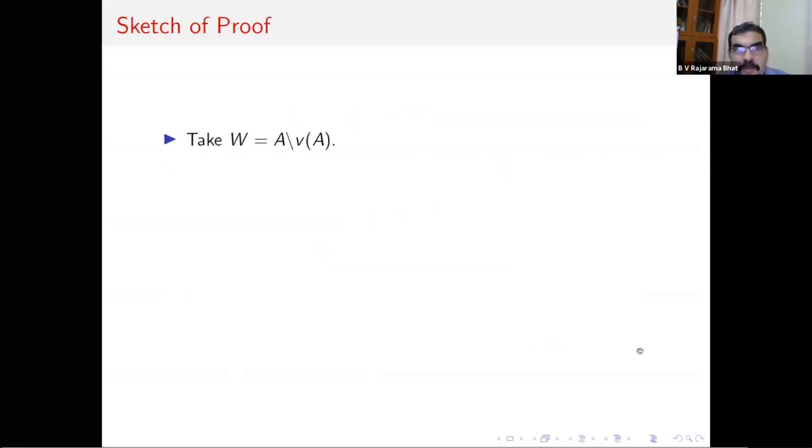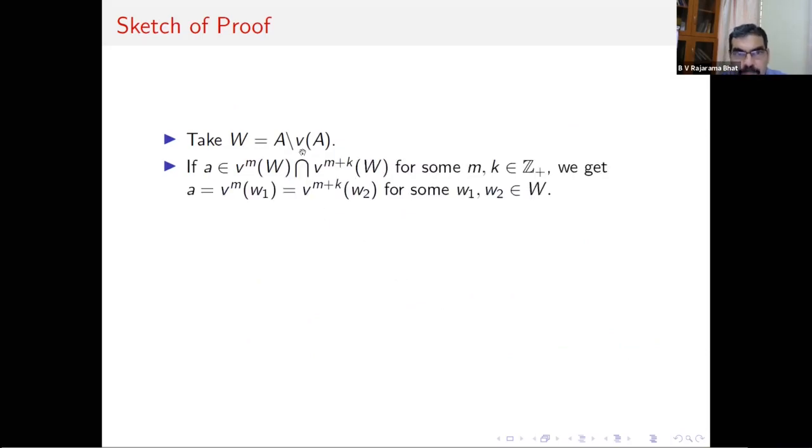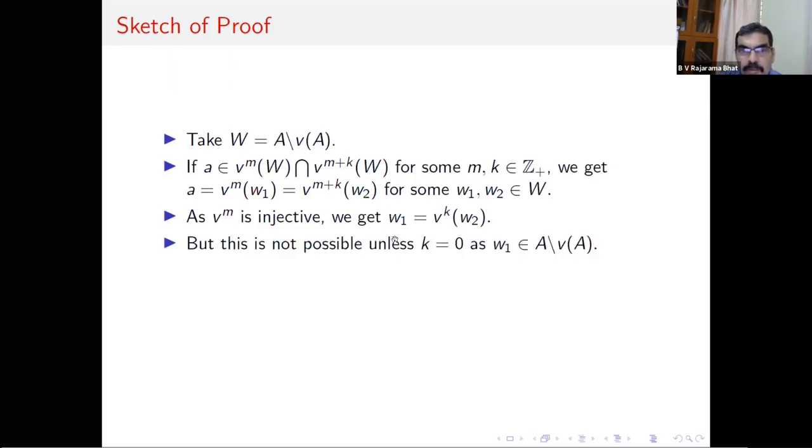How do you go about proving it? You just take, like before, W as the complement of the range of V, and then you can see that it is a wandering subset. Just a two-line proof. You take any a in the intersection of, say, V^M W and V^(M+K) W for some M and K. Then a equals V^M of W1 as well as V^(M+K) of W2, for some W1, W2. And since V to the power M is injective, it means that this W1 has to be V^K W2. But this is not possible because W1 is in the complement of the range of V.